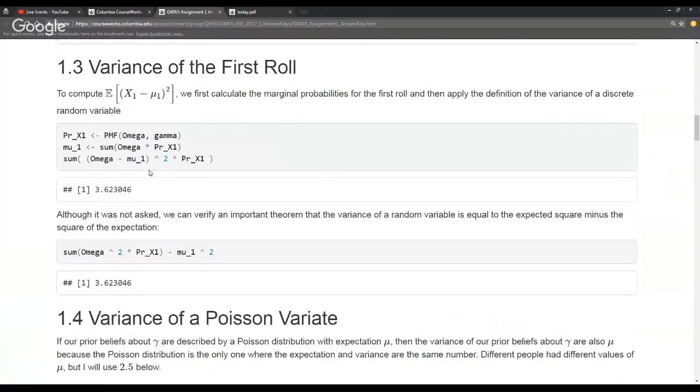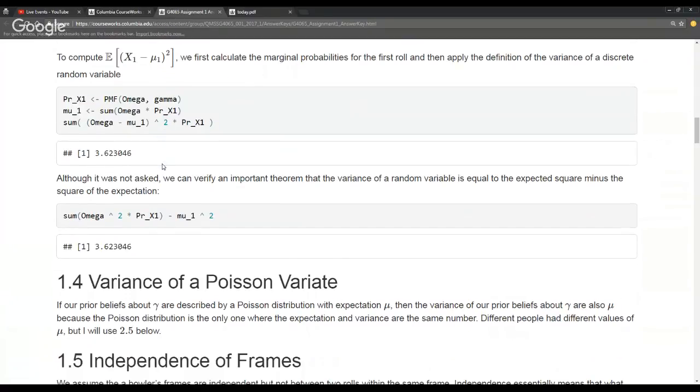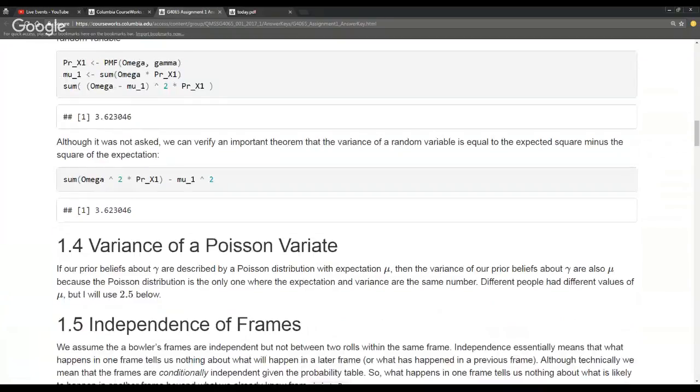For the variance, you have to get the marginal probability of knocking down this number of pins on the first roll. Then you have to calculate the mean. And then to get the variance, you have to weight the quantity omega minus mu1 squared by the respective probabilities, sum it all up. You get a slightly different variance from what we got before, or you could do the expectation of the square minus the square of the expectation, should get the same answer.